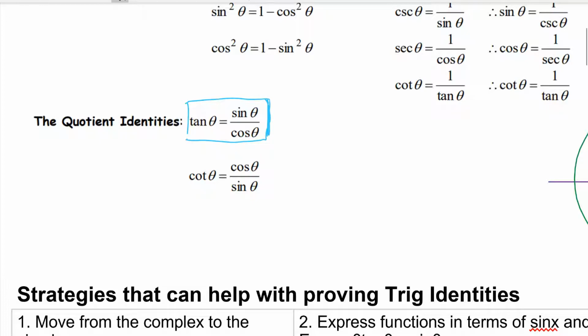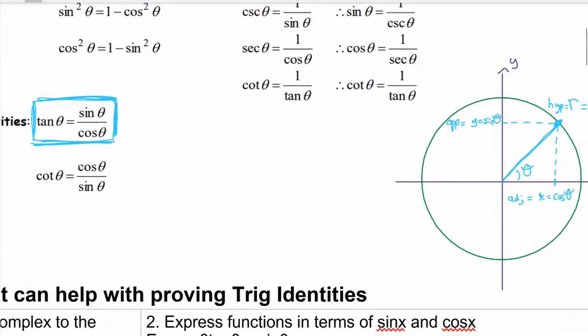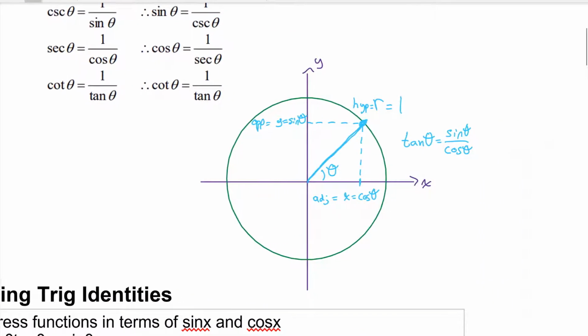And that is one of the three identities that we use quite often in solving proofs of trigonometric identities.